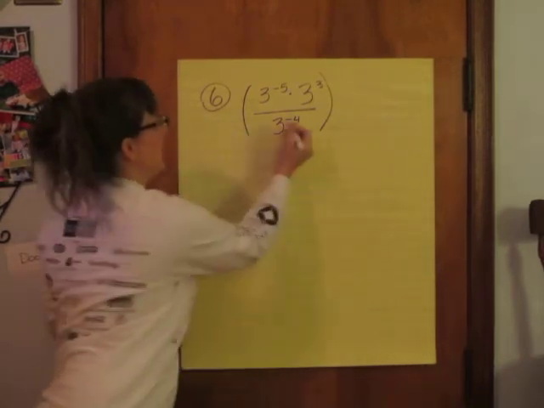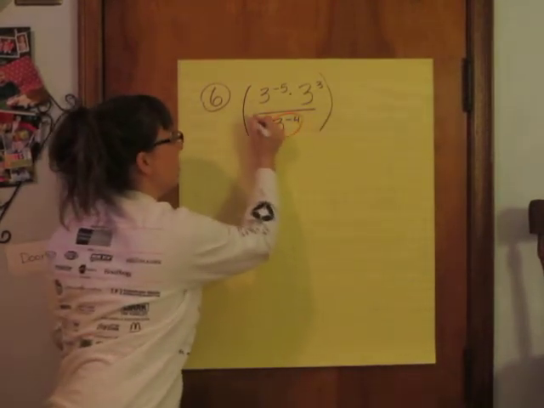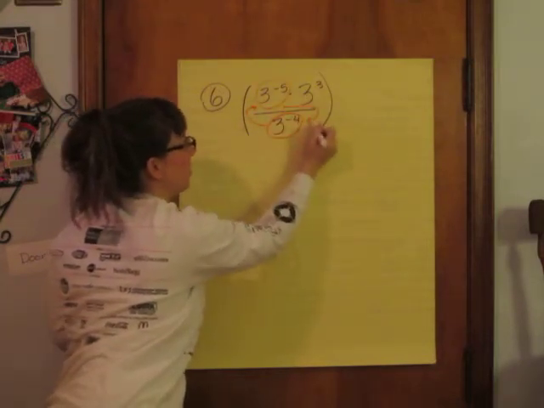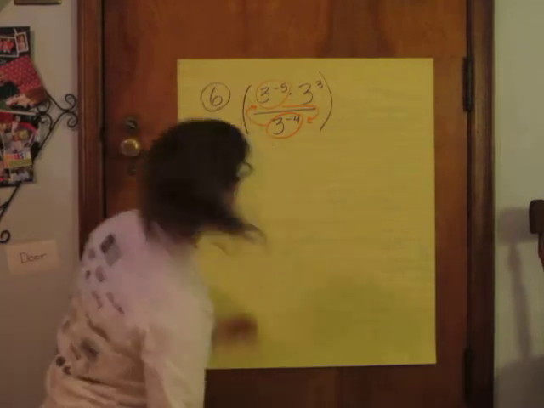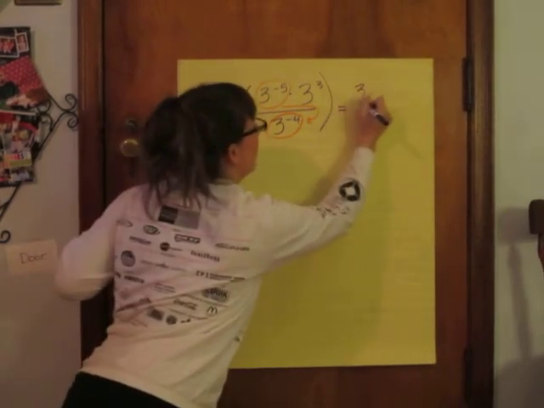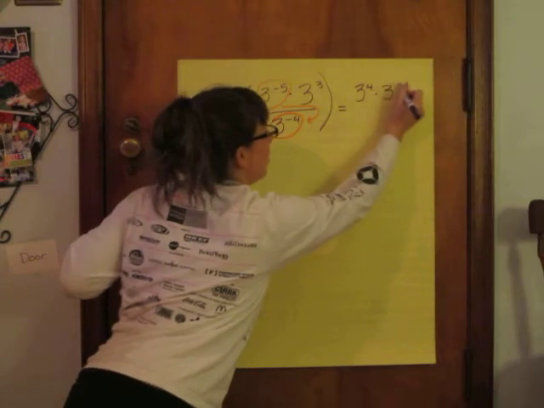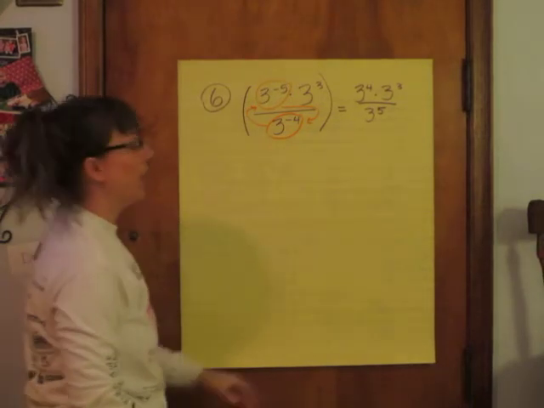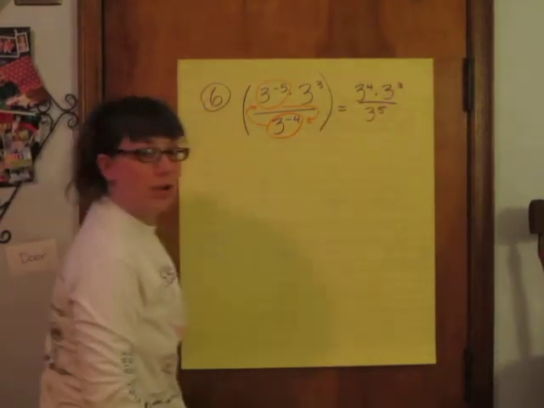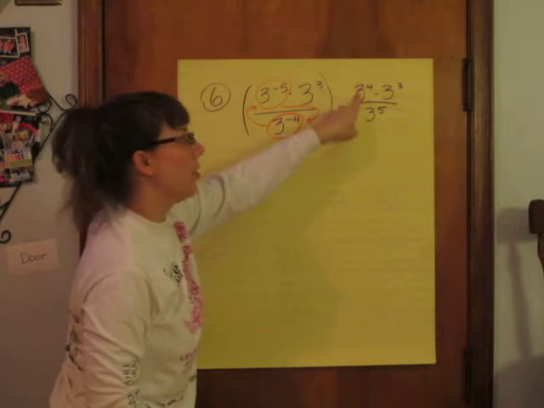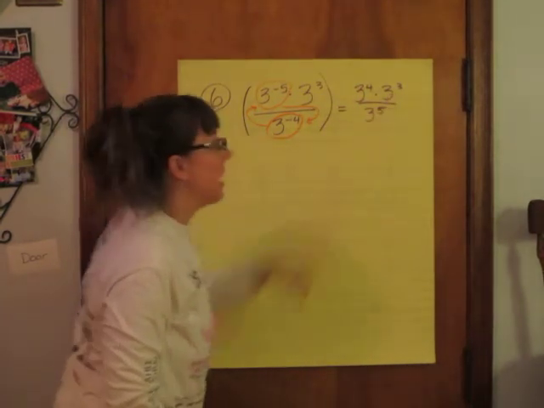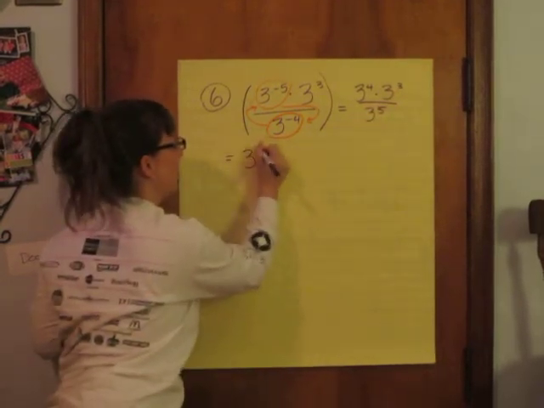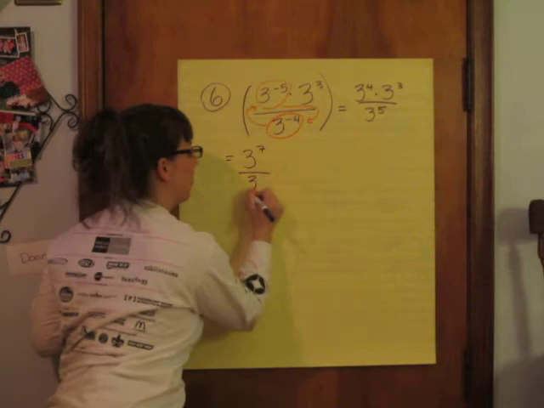So what I'm going to do is take this guy, move him up to the top, and take this guy and move him down to the bottom. That's going to give me 3 to the 4th power times 3 to the 3rd over 3 to the 5th power. Okay, same base, different exponents. Want to put them all together. This is 4 3s, this is 3 3s. That means I have 7 3s all together, or that's 4 plus 3. So that ends up being 3 to the 7th power. On the bottom, I still have 3 to the 5th.